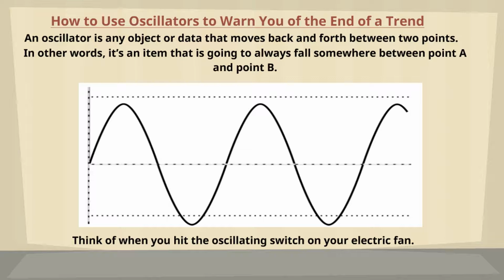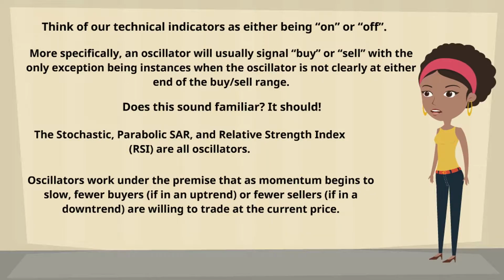How to use oscillators to warn you of the end of a trend. An oscillator is any object or data that moves back and forth between 2 points. In other words, it's an item that is going to always fall somewhere between point A and point B. Think of when you hit the oscillating switch on your electric fan. Think of our technical indicators as either being on or off. More specifically, an oscillator will usually signal buy or sell, with the only exception being instances when the oscillator is not clearly at either end of the buy-sell range. Does this sound familiar? It should.